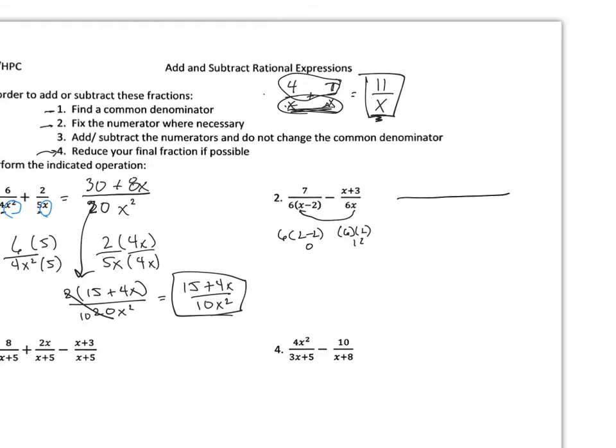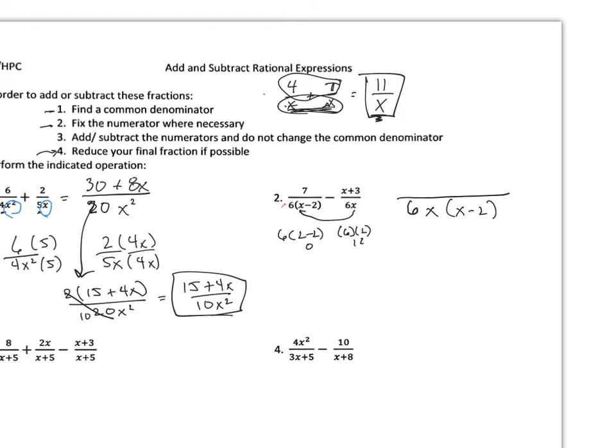I know they're both the same letter, but they're not involved in the same operation. One's involved in multiplying, the other's subtracting. So clearly they both have an x. One factor is a plain x, and the other factor is an x minus 2. So we actually have 3 pieces to the common denominator.